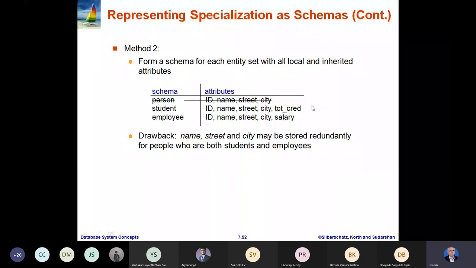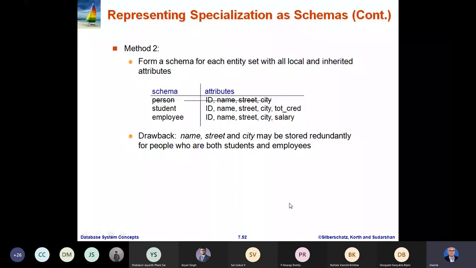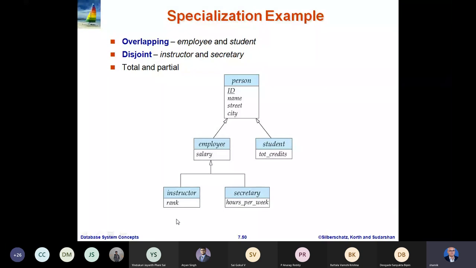Now, of course, for the other ones, what we'll have is either total credit or salary. Likewise, if you also have rank and hours per week in that same one table, then depending on whether that employee is an instructor, the rank like professor, associate professor, etc., would be written. And if that person is a secretary, then the hours per week would be written. So that is a very good alternative possibility where we'll have everything together in one table.